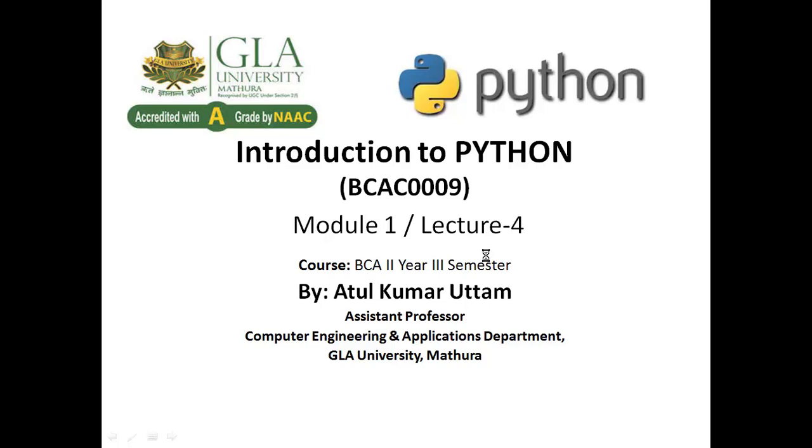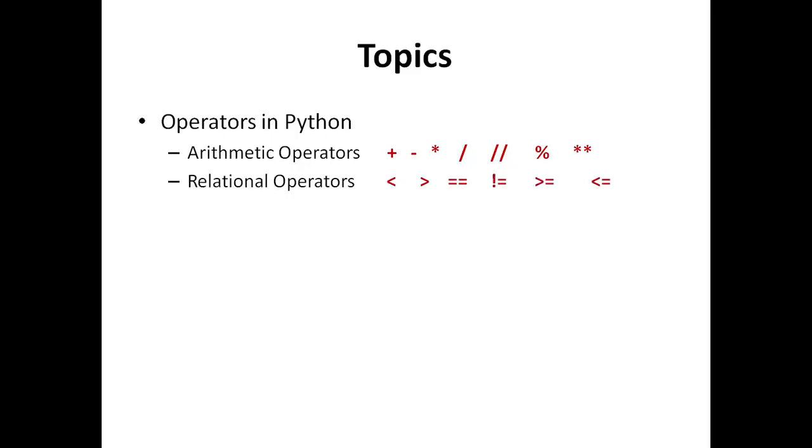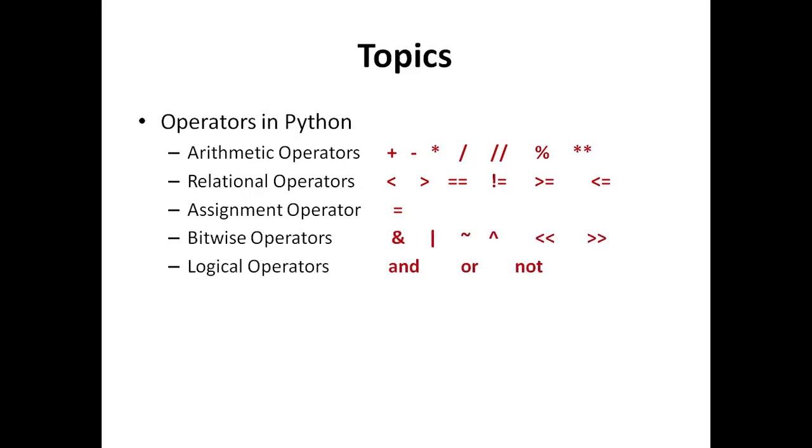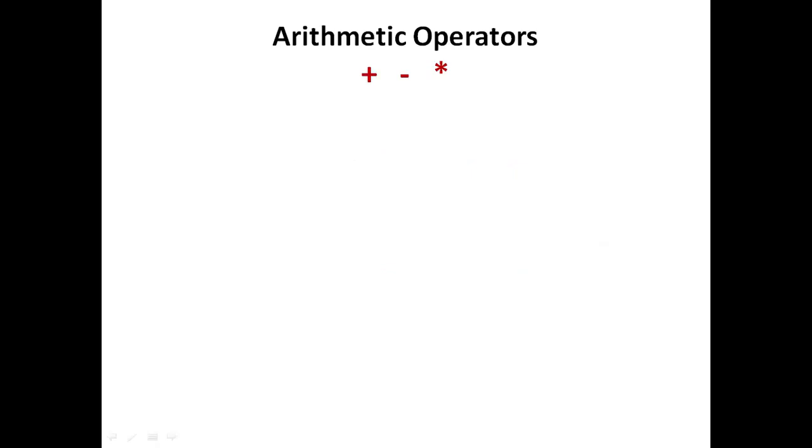In this lecture we are going to discuss the operators in Python. In Python we have basically the following operators. First one is the arithmetic operator, next is the relational, then assignment, bitwise, logical operators, membership operator, and finally we have identity operators. So let's first talk about the arithmetic operators. Basically these are very basic operators and definitely you know all of them.